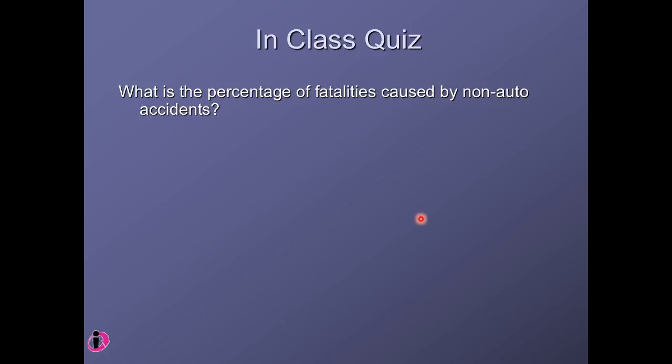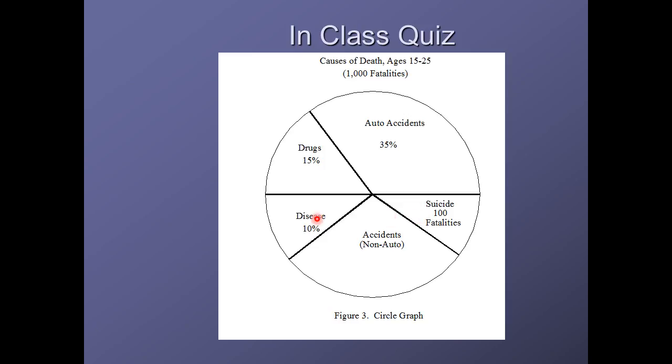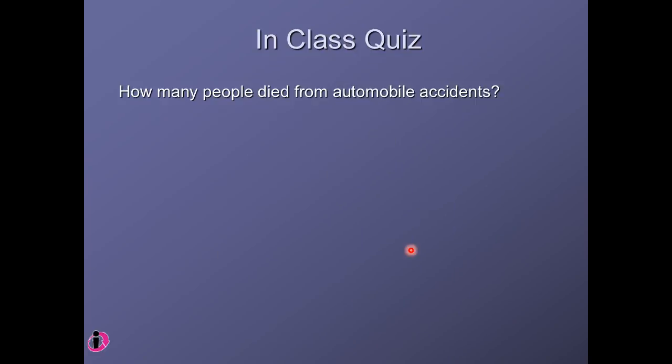What is the percentage of the fatalities caused by non-auto accidents? Now you can see here, remember, every single time the circle will represent 100%. So this is 10%, 15%, 35%, and this is 10% again, right? So what is the remaining percentage we have? 30%, right? If the total is 100%, that means non-auto accidents are 30%. So we can answer all these questions just by looking at the graph, right?